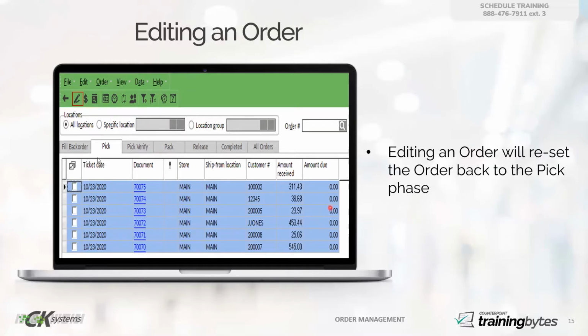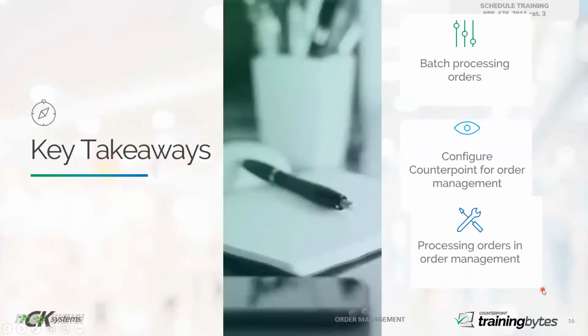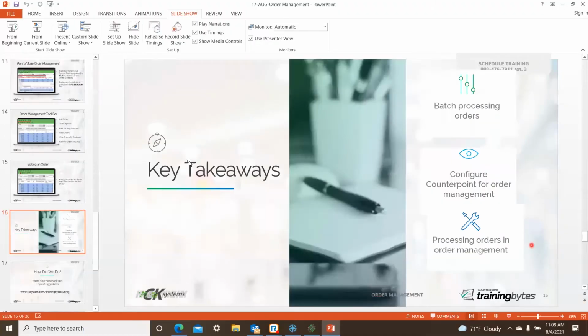But something that you do need to know about editing. So if I have an order that's in the pack stage and I decide to edit that order, which you can, what will happen after I'm done editing is Counterpoint will take the order from the pack stage and move it all the way back to the pick stage. So you kind of have to start over with that. Okay, so let's go into the software and let's take a look.